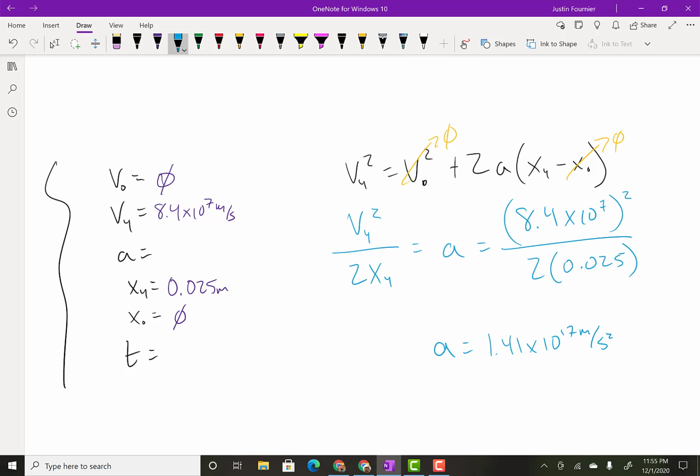Now, this is a huge acceleration, but hopefully that makes sense. We're accelerating an electron in 2.5 centimeters to almost the speed of light. So that takes a lot of acceleration. And there's no limit to acceleration. There's a limit to the speed of light. We'll talk about that in a moment. I think that's 17. I think that was right.